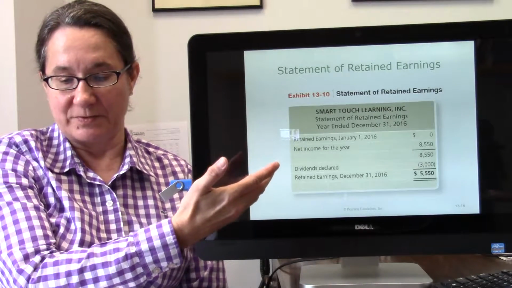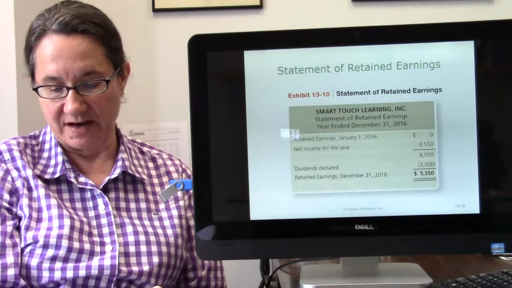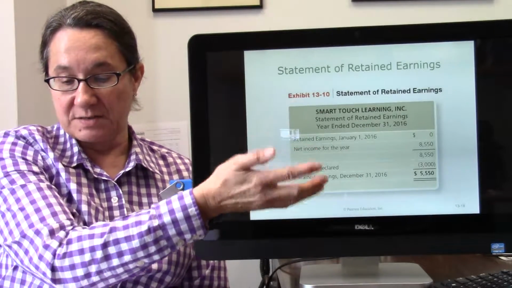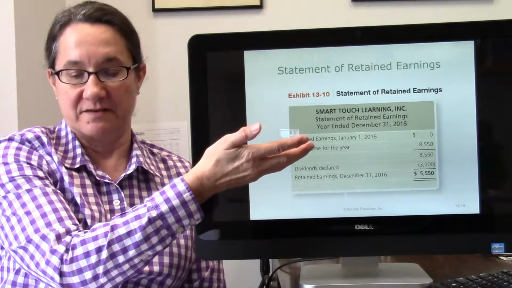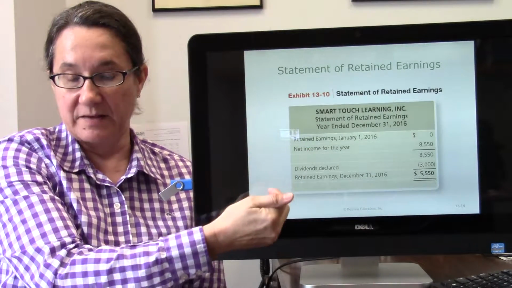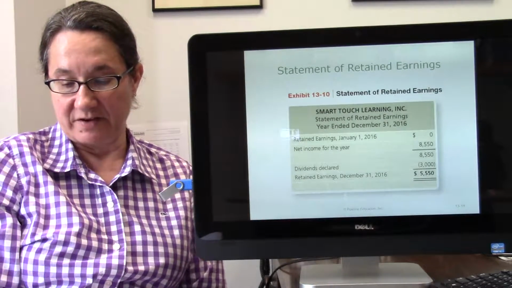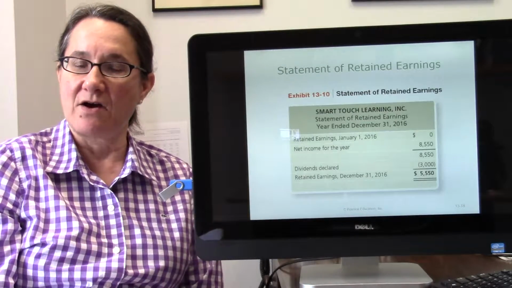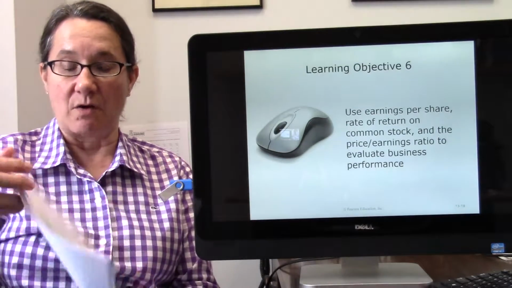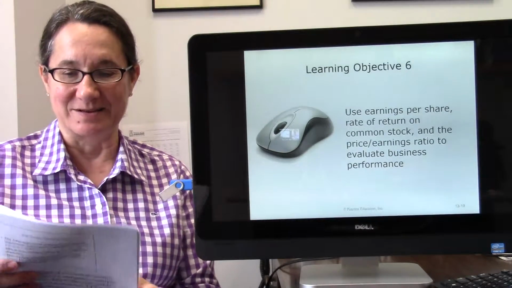I think you've seen these before, the statement of retained earnings. Exhibit 3-10 on page 667 shows the statement of retained earnings for Smart Touch Learning for 2016. Smart Touch Learning didn't have any retained earnings at the beginning of the year, so there's a zero. Their net income was 8,550, so you add that. They paid out some dividends, so you take that out. And their new retained earnings, 5,550. Nothing new at all there. All right, so that's it. You know all about how to report retained earnings. You already did. So isn't that nice? Something you don't have to learn.